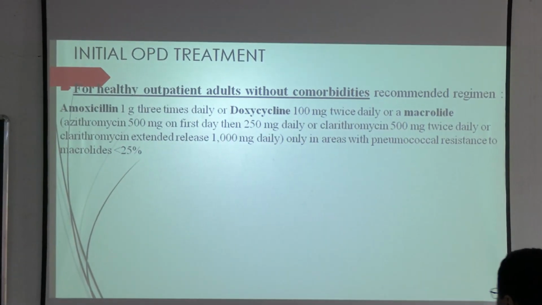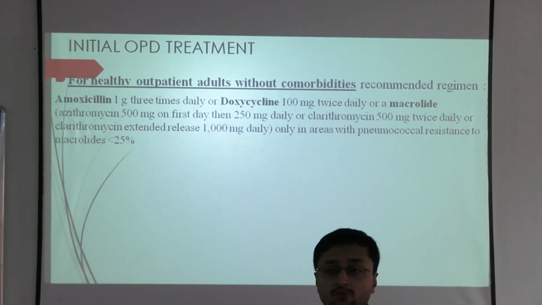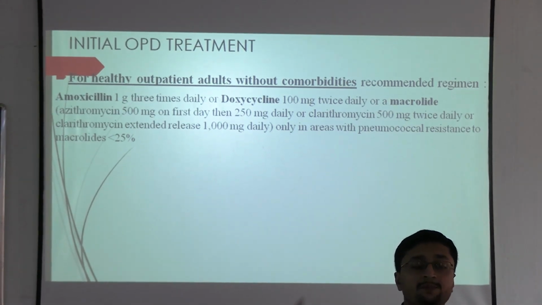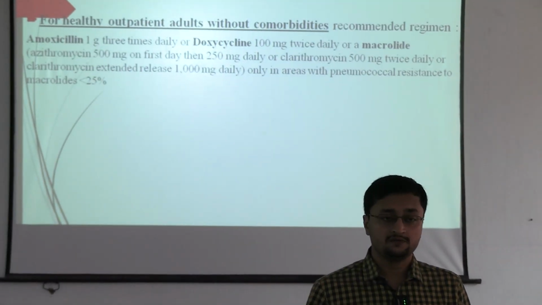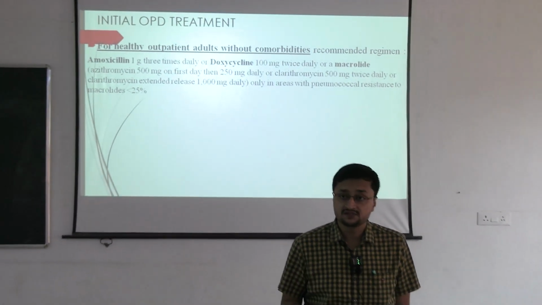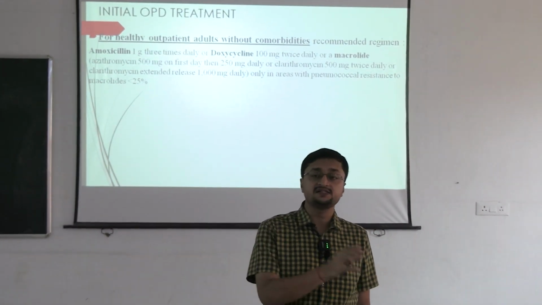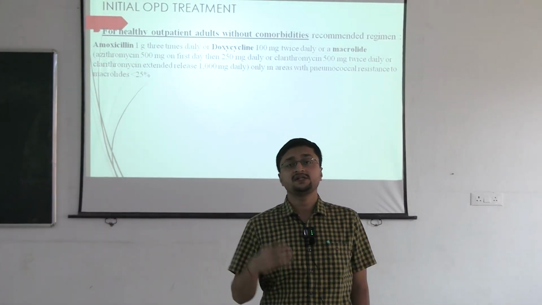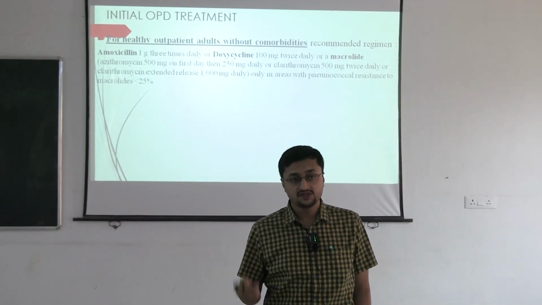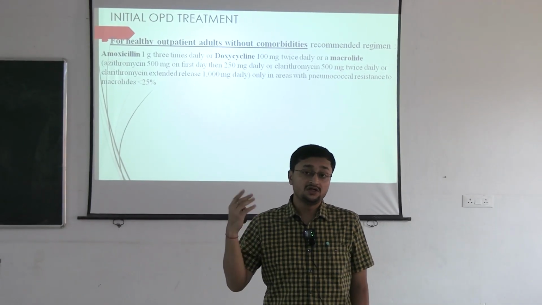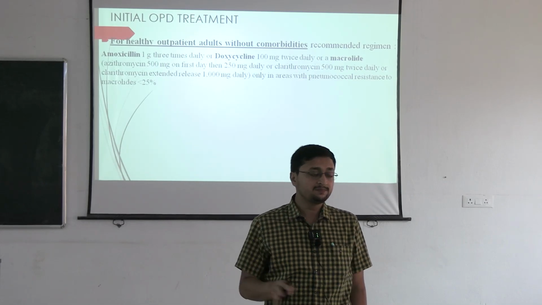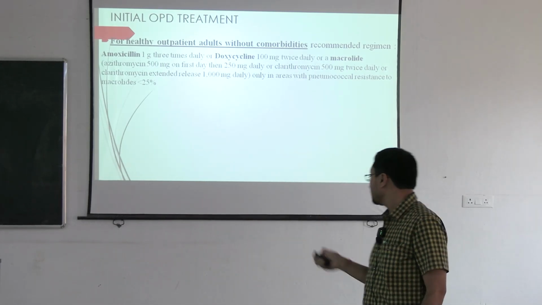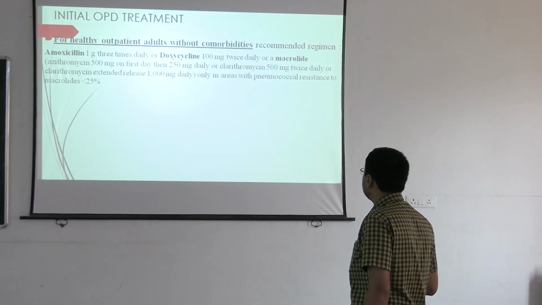So the initial regimen for healthy OPD patients without any comorbidities. Comorbidities means the patient is having any chronic lung disease, any chronic kidney disease, chronic liver disease, or any other systemic diseases, or the patient is immunocompromised, or the patient has asplenia or is a splenectomized patient. So all these patients are categorized into patients without comorbidities.